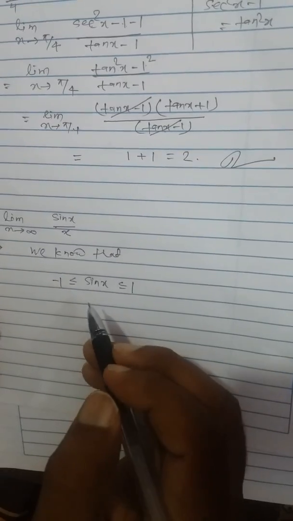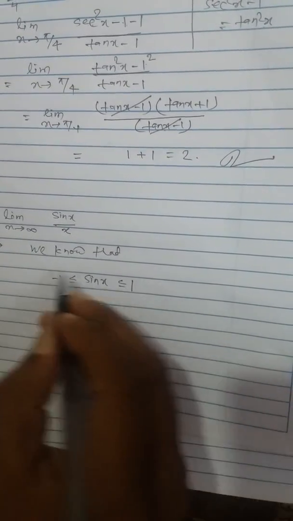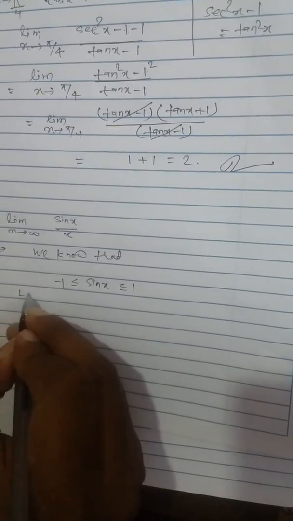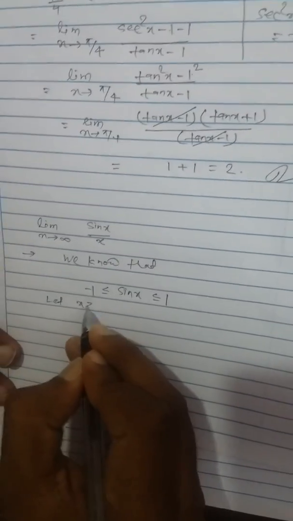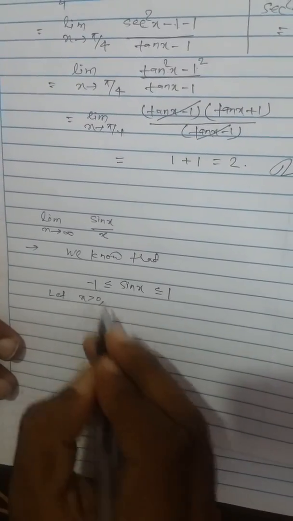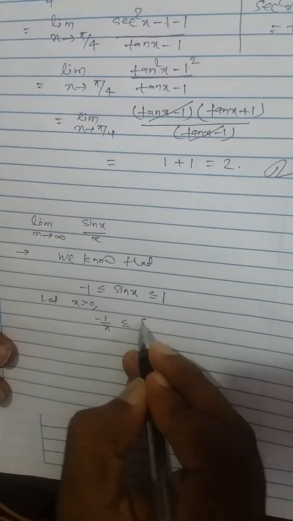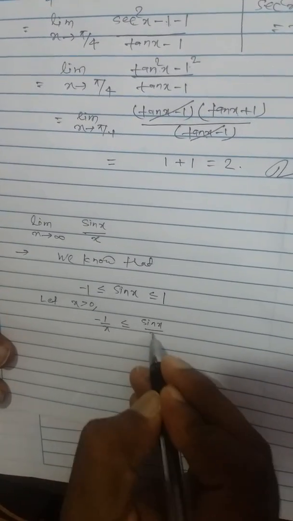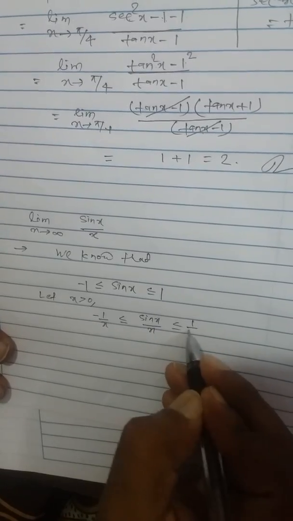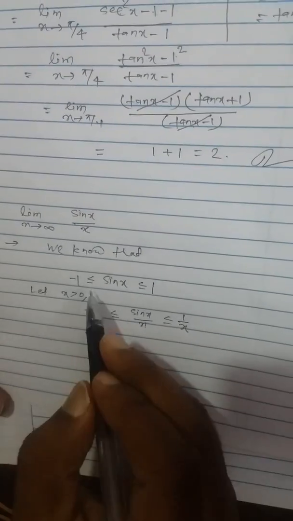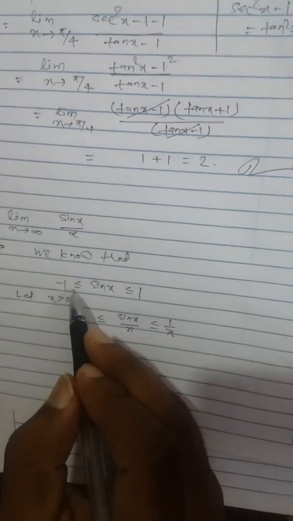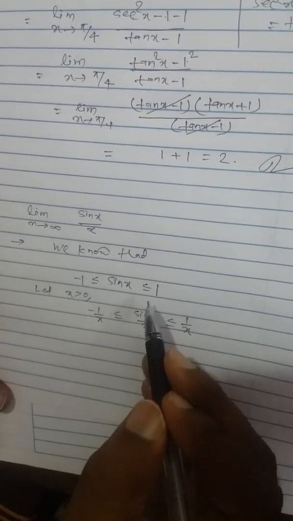Suppose x is a positive number. In the first case, let x be positive. So let us divide by x. It becomes -1/x is less than or equal to sin x / x is less than or equal to 1/x, because if you divide by a positive number, the inequality sign does not change.